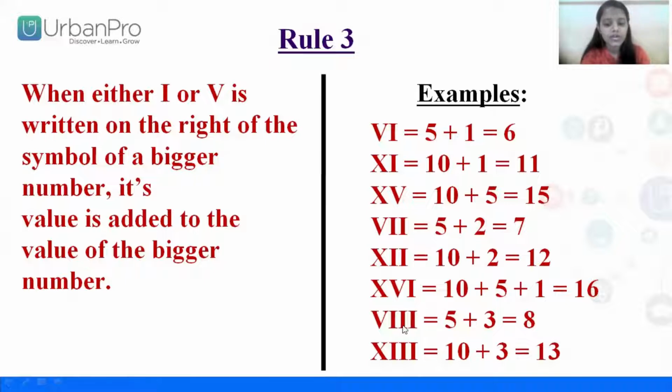But here I know what is the value for the 3 I's, right? So 5 plus 3 is nothing but 8. The same for this one, X and 3 I's. So 10 plus 3 is nothing but 13. Hope you understand these examples.